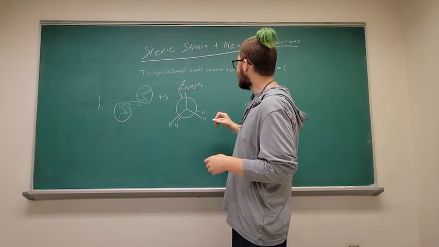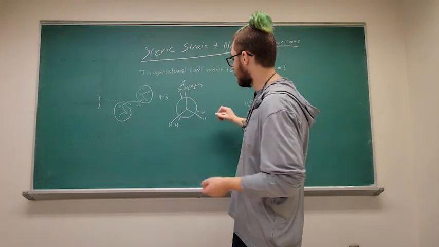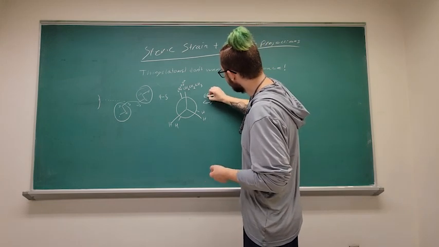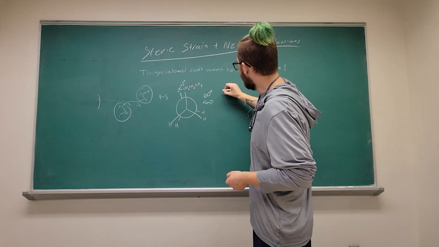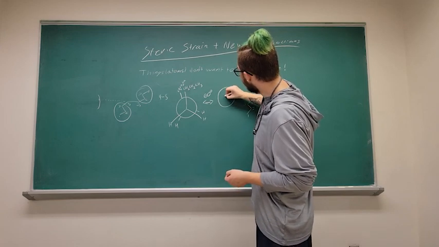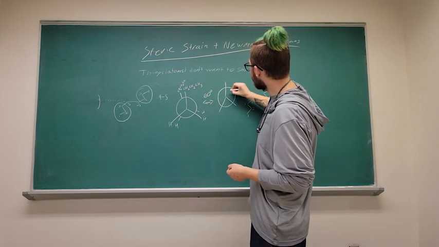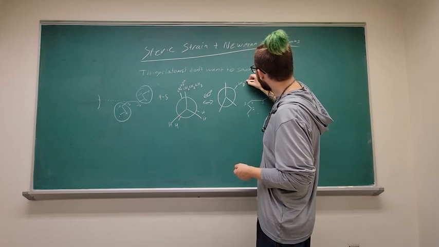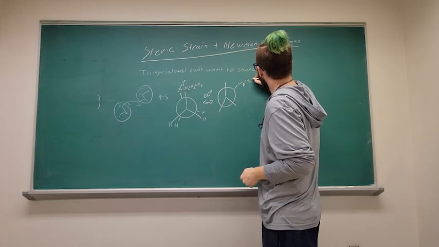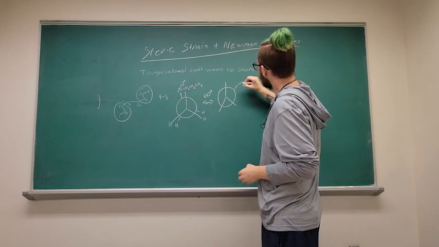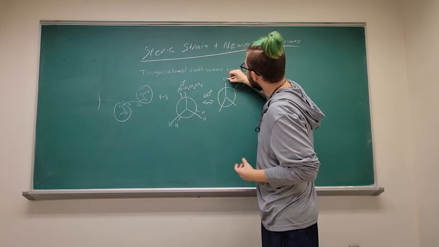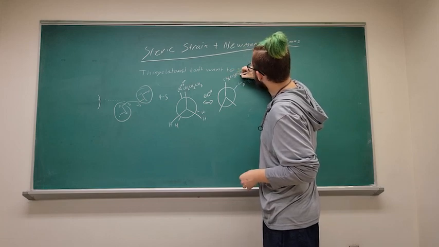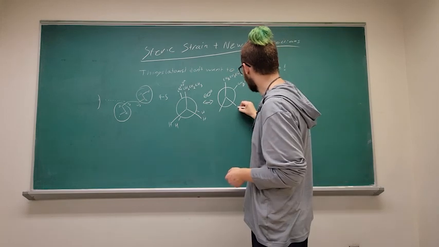If we rotate this 60 degrees, that would give us a projection that is a little bit more stable, because now we have a group that is offset and staggered from the other group that is also significantly large.